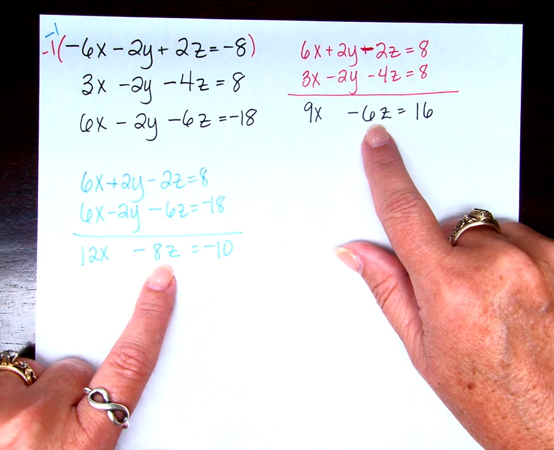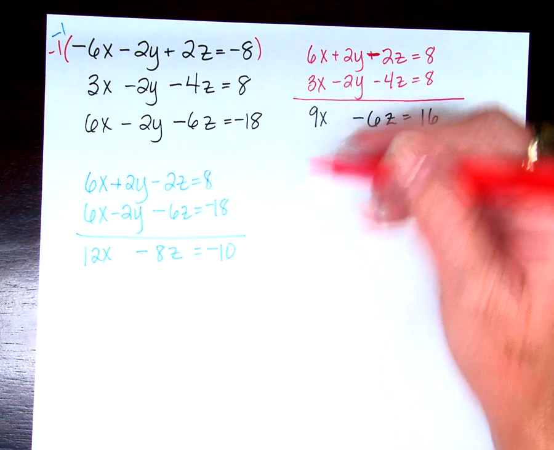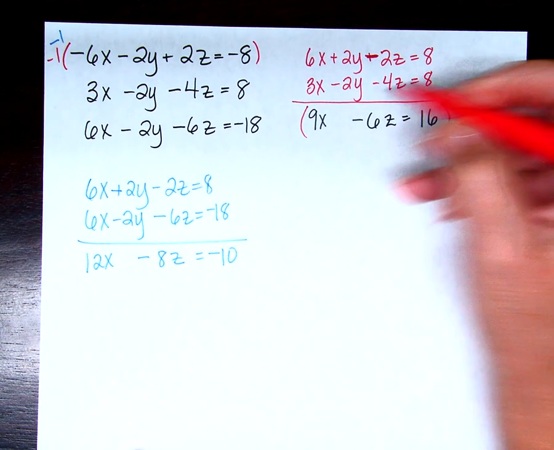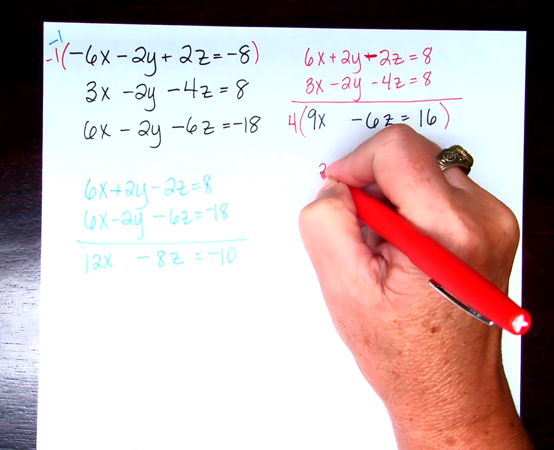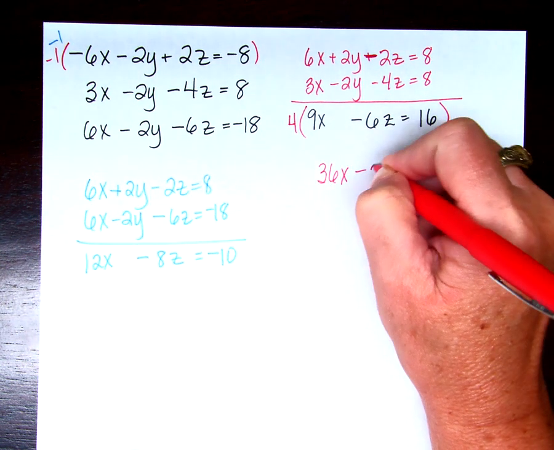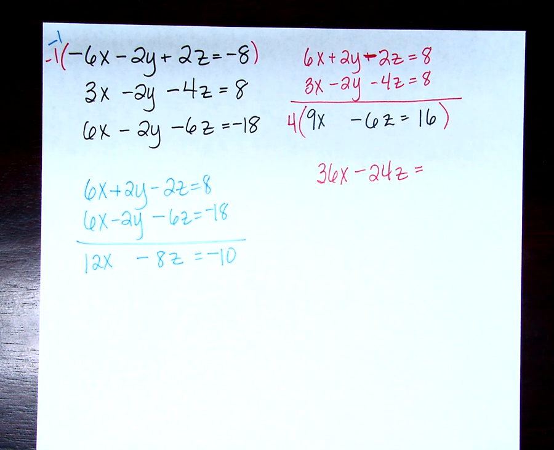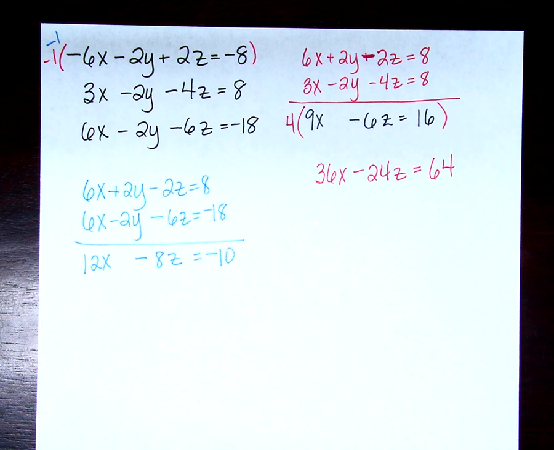Okay? So if we're eliminating z's, what am I going to have to multiply this equation right here by? And I'm trying to make the z be 24. So 4. So 36x minus 24z equals, how about like 60? 64.